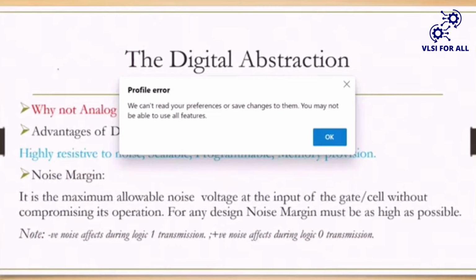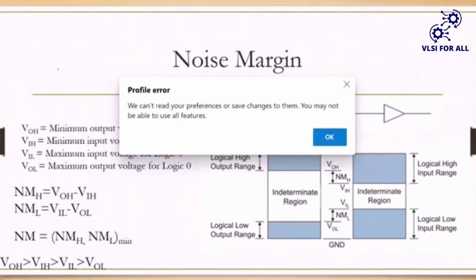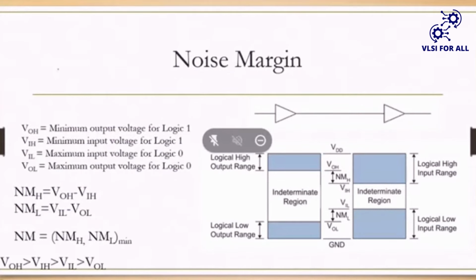Whenever negative noise is included, you'll get minus 0.5. So with minus 0.5, you don't get a negative voltage, so the system can understand it as a 0 only. Similarly, whenever positive noise is included, it is plus 0.5. Then the receiver receives 0.5 volts and is in a dilemma. There is a chance of misreading the output. So the note is: negative noise impacts logic 1 transmission, positive noise affects logic 0 transmission.